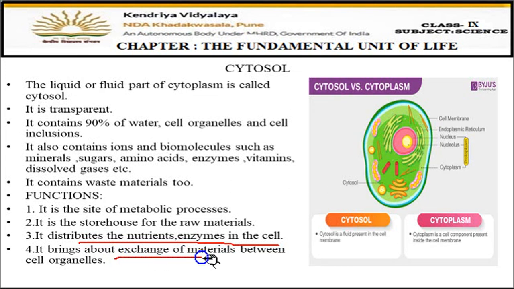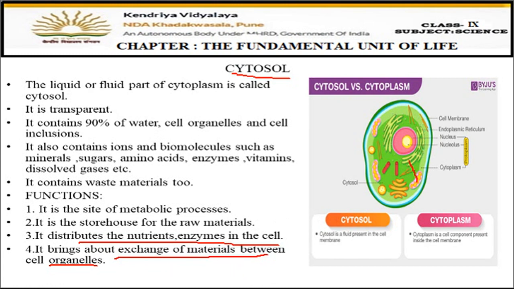Then it brings about exchange of materials between the cell organelles. If something has to be transported from ER to mitochondria, suppose, then who will help in this transportation? Naturally, cytosol, right? Like we travel with the help of a water medium, or not? With the help of boats, we can travel on water and move to another place, right? In the same way, if something has to be transported from ER to mitochondria, then the medium is the cytosol of the cytoplasm. The molecule will travel through cytosol and reach the mitochondria. So it helps in the exchange of materials also.